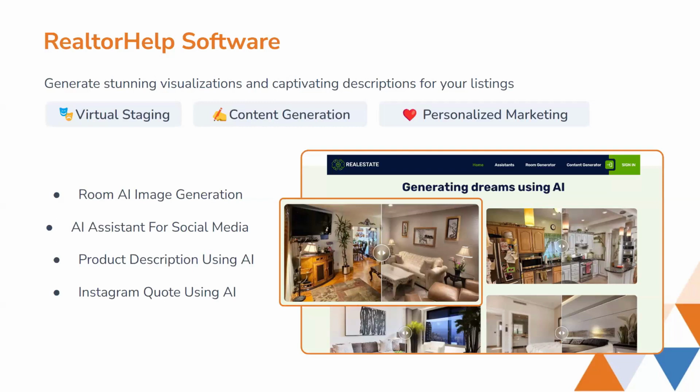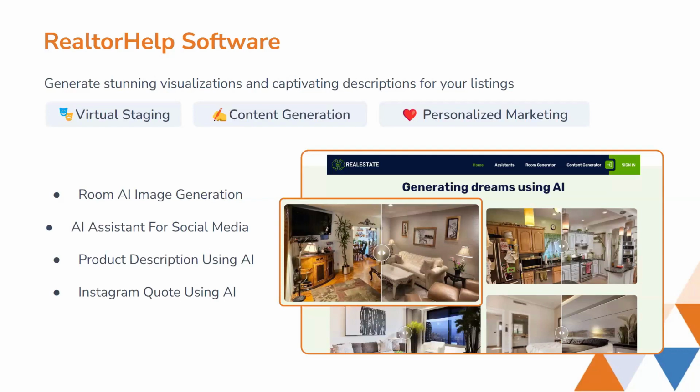And the third one is product description using AI. I know as a real estate agent how much trouble you face when generating a product description. Sometimes you don't have enough time to create the product description, so you hire someone and pay them to generate it. We have tried to automate that as well using this product description generator in Realtor Help software. Using this software, you can make a personalized product description for your real estate property or whatever listing you have.